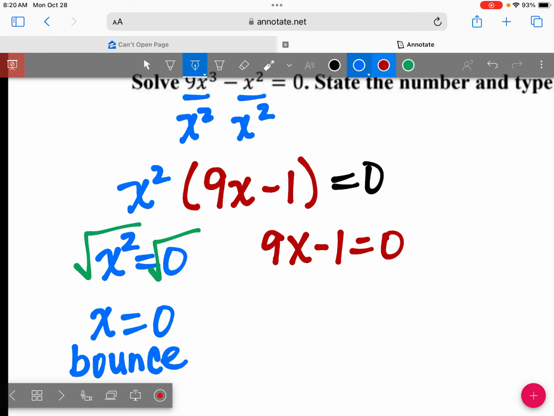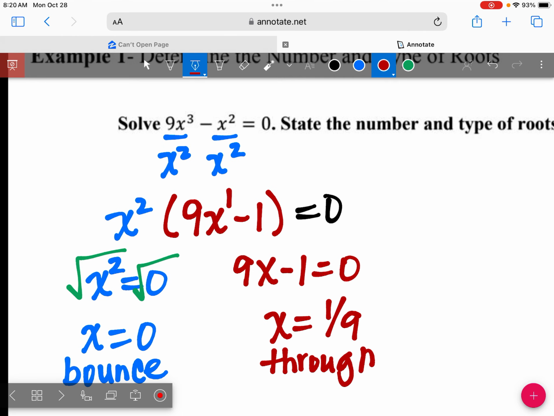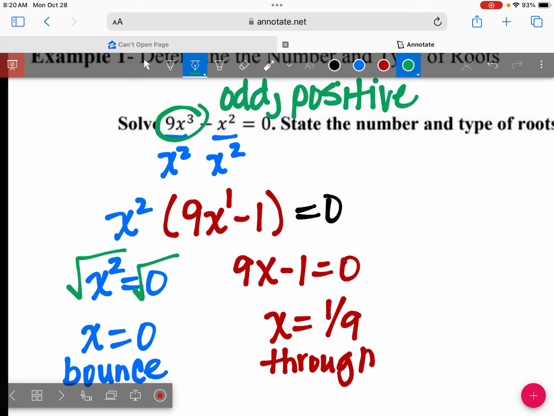For the second one, I'm going to add the 1 and divide by 9, so I get 1/9. This one is going to go through, because this had an exponent of 1. So when we do our sketch, again, looking at this original one here, this is an odd degree and it's positive, which means it's going to go opposite ways again.